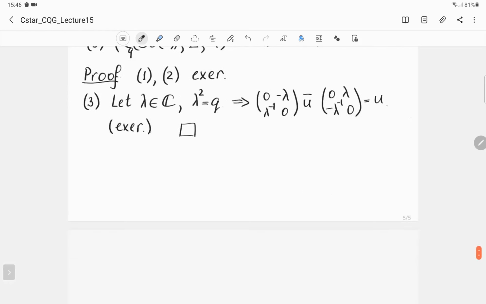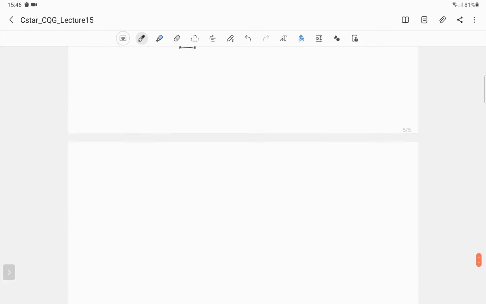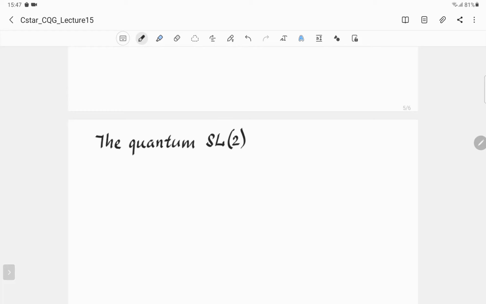It's interesting to compare the quantum SU2 group with a purely algebraic object, namely the quantum SL2 group. The quantum SL2 and the quantum SU2.